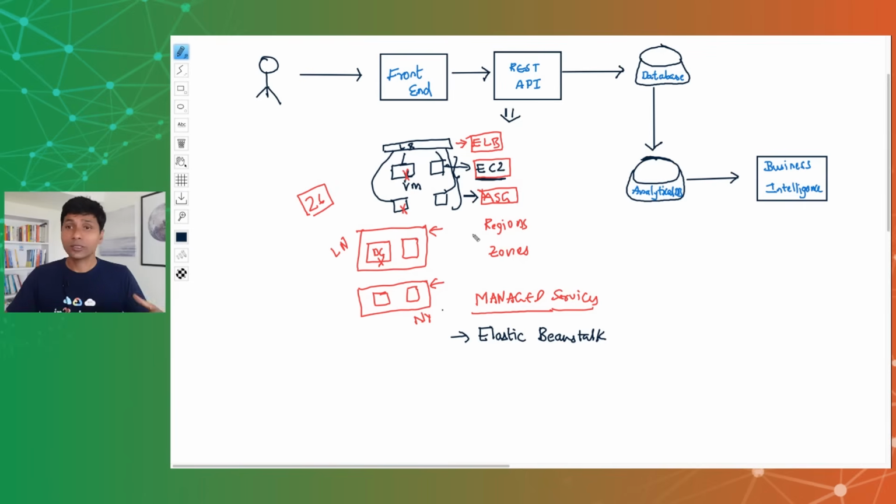You don't need to worry about that. All that you need to do is to go to Elastic Beanstalk and say, I would want to deploy a Java application. Here is the jar or a war. Here is the container image for it. And Elastic Beanstalk would run it for you.